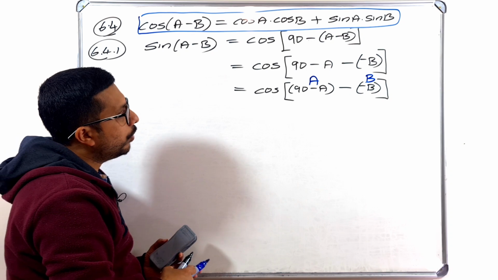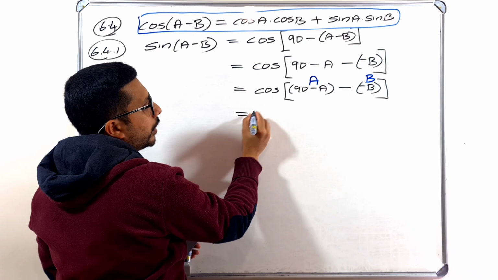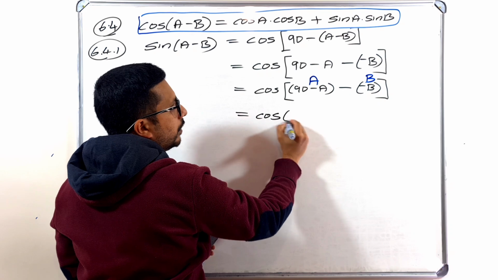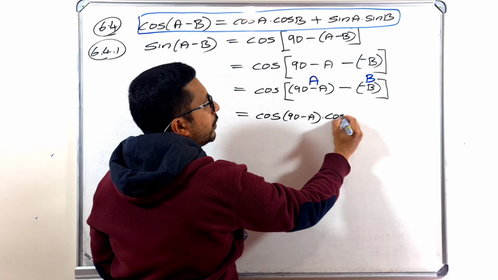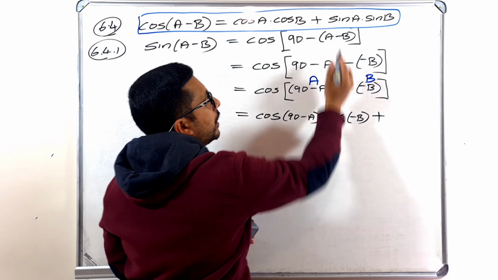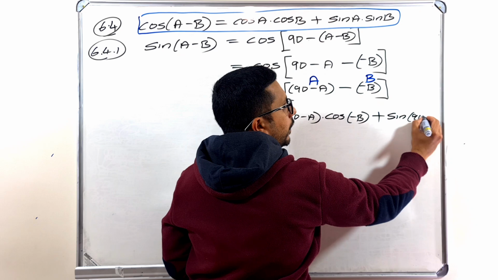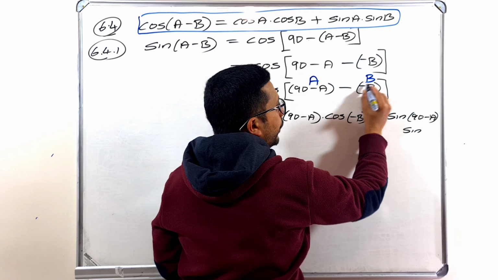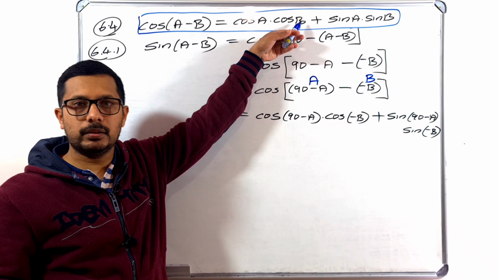Now using this method I'm going to expand this one. Look at how I'm going to write cos of cos a. So it is cos, our a is 90 minus a. Then cos b, our b is minus b. Then plus sine a, our a is 90 minus a, then sine b, our b is minus b. I expanded this using the given formula.